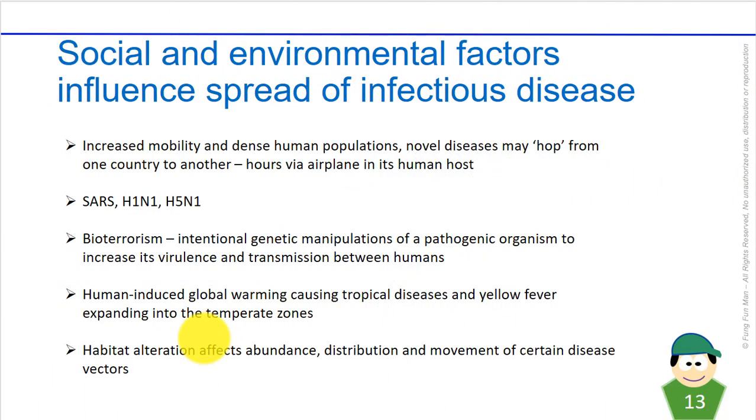So the changes that we cause to the environment can cause diseases to spread. And human-induced global warming is causing tropical diseases like malaria, dengue, cholera, yellow fever to begin to even expand to other regions that are not tropical, to the temperate zones. And any change and alteration in the habitat can also affect the abundance, distribution and movement of certain disease factors.